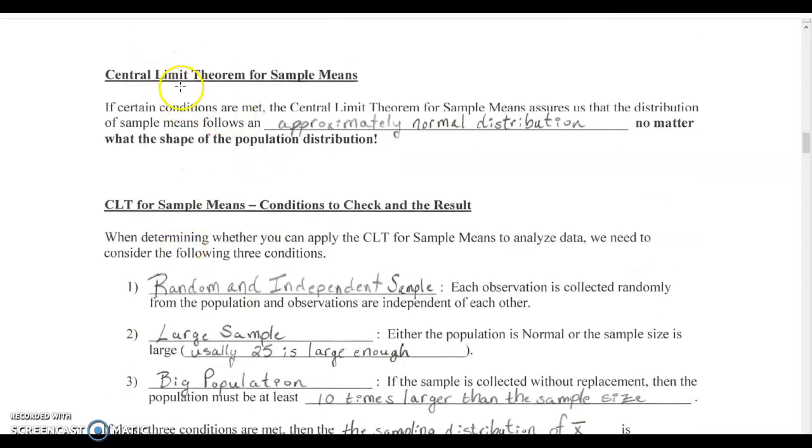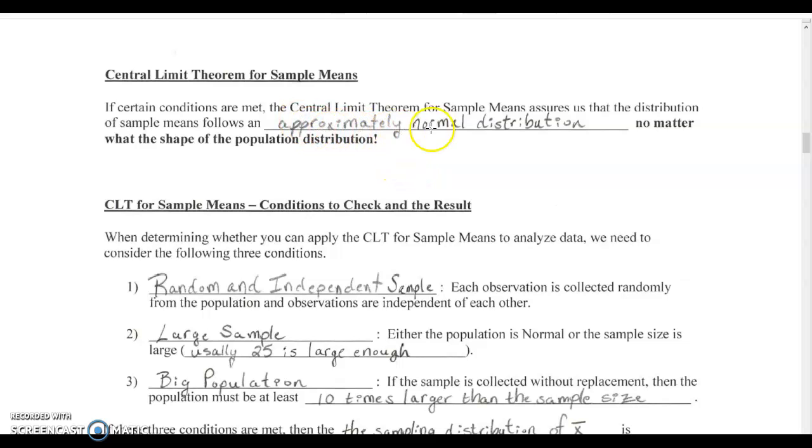So what does the central limit theorem for sample means say? It says that if certain conditions are met, and these are down here, we'll go over these in just a second. They're very similar to what the central limit theorem for sample proportions was. But if the conditions are met, the central limit theorem for sample means assures us that the distribution of sample means follows an approximately normal distribution, no matter what the shape of the population distribution, which is quite amazing.